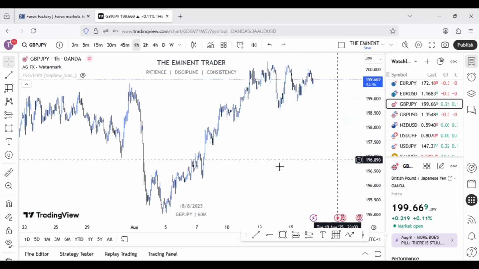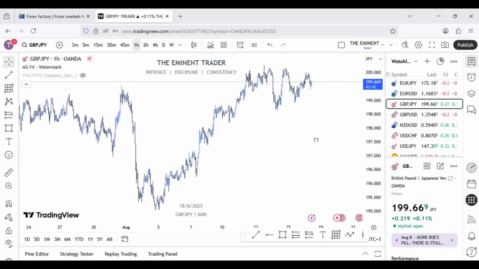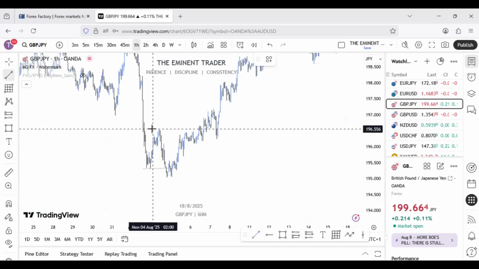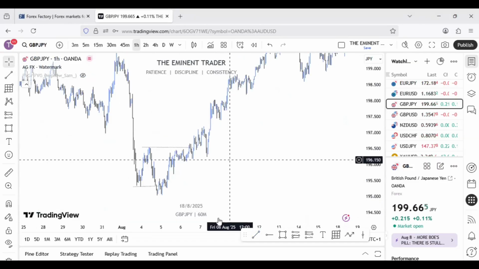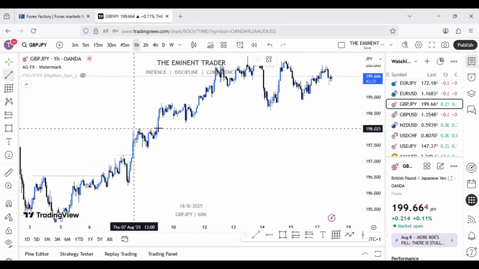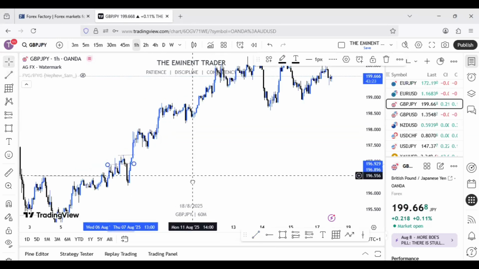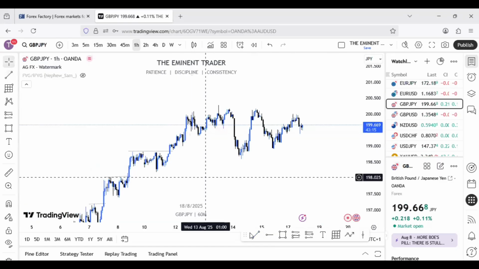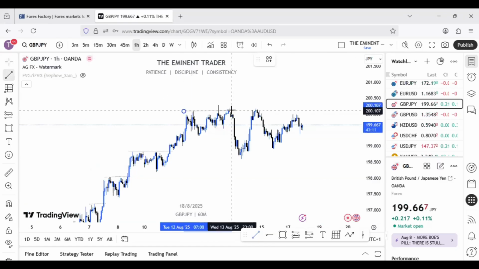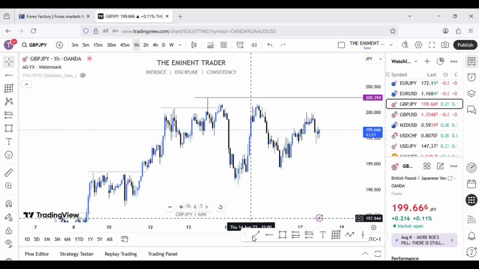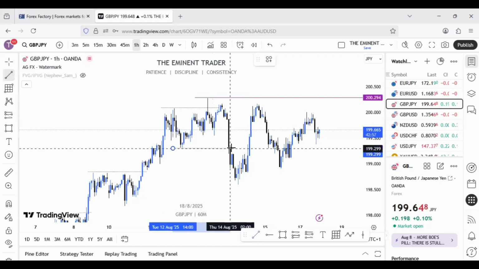Same thing, 1 hour. It obviously shifted here after this last break of structure. It shifted here. Then it broke structure. Then it broke structure again, and again, and again. Then it created that last high. So it was bullish. But has it shifted? Yes, it shifted here.